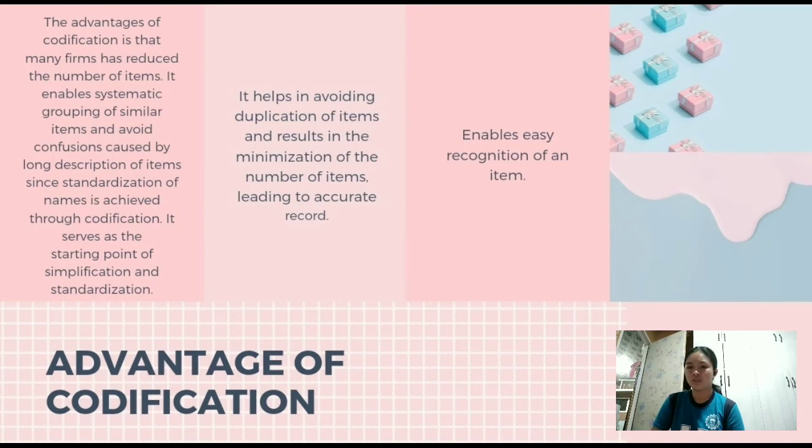There are also advantages and disadvantages of codification. The first advantage of codification is that many firms have reduced the number of items. It enables systematic grouping of similar items and avoids confusion caused by long descriptions of items, since standardization of names is achieved through codification. It serves as a starting point of simplification and standardization. It helps avoid duplication of items and results in the minimization of the number of items, leading to accurate records.